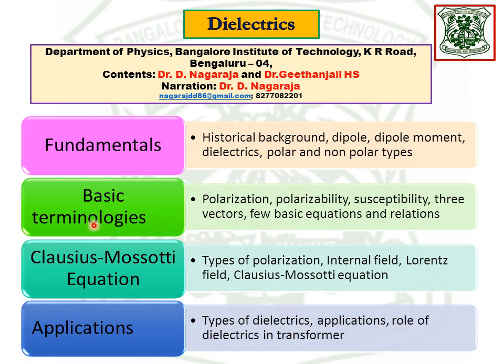Coming to basic terminologies which we use in dielectrics, that is polarization, polarizability, susceptibility, and the three fundamental vectors, a few basic equations and relations. Next is the Clausius-Mossotti equation. Here we have to discuss types of polarization and internal field, Lorentz field, and derivation of the Clausius-Mossotti equation. Finally, we end this chapter by discussing applications, where we need to discuss types of dielectrics, applications, and one particular application, that is the role of dielectrics in a transformer.